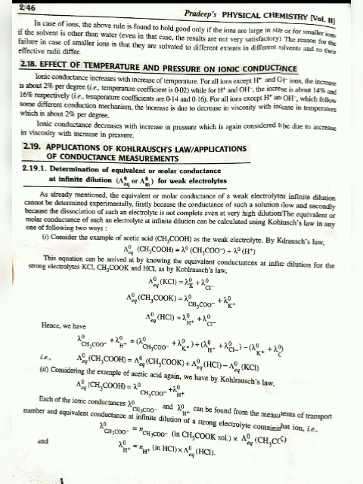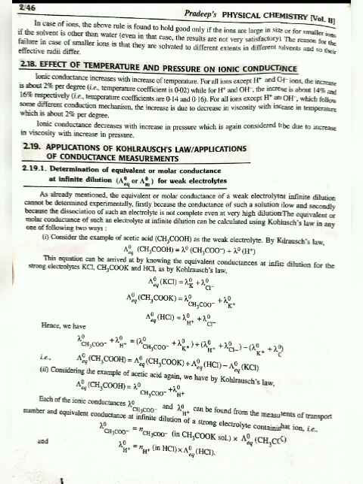Lambda equivalent naught KCl is equal to lambda K naught plus lambda Cl naught. Lambda equivalent naught for CH3COOK is equal to lambda CH3COO naught plus lambda K naught. Lambda equivalent naught for HCl is equal to lambda H naught plus lambda Cl naught. Hence we have lambda equivalent naught for CH3COOH is equal to lambda equivalent naught for CH3COOK plus lambda equivalent naught for HCl minus lambda equivalent naught for KCl.